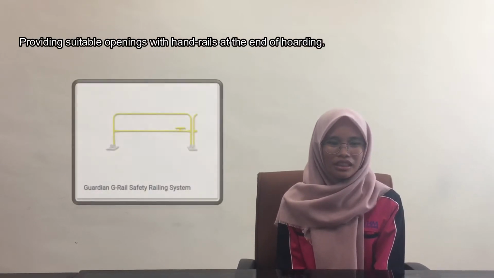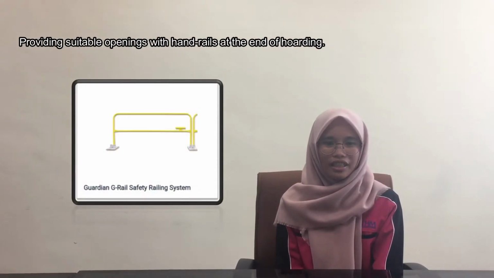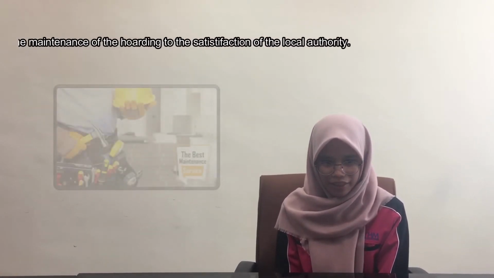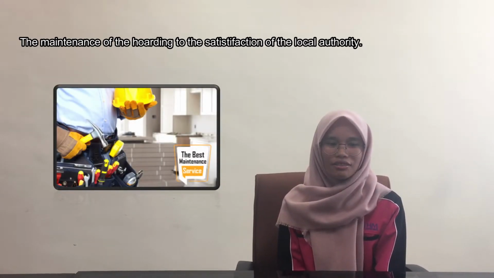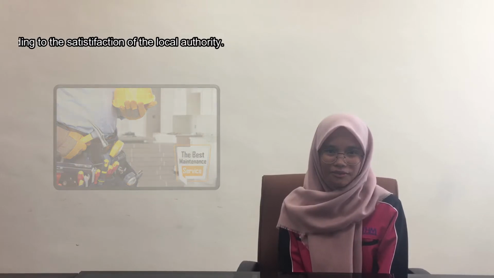Now we continue the topic about the persons in charge, for whom the temporary permit is granted, who shall be responsible. The sixth point is providing suitable openings with handrails at the end of the hoarding, which is for safety operations. And the next one is the maintenance of the hoarding to the satisfaction of the local authority.